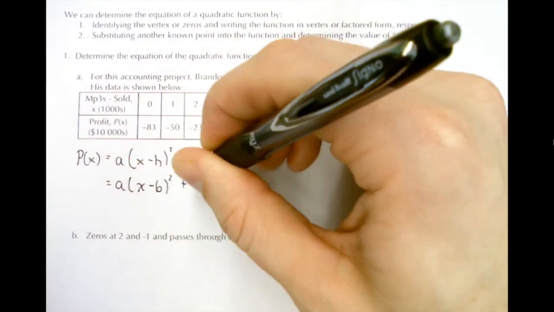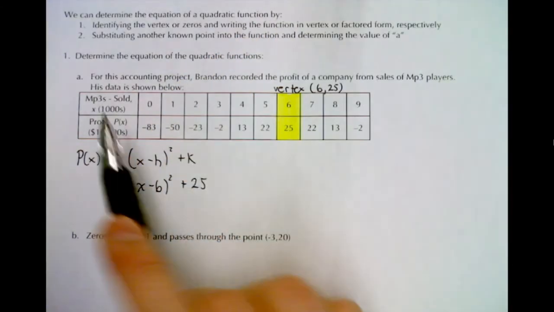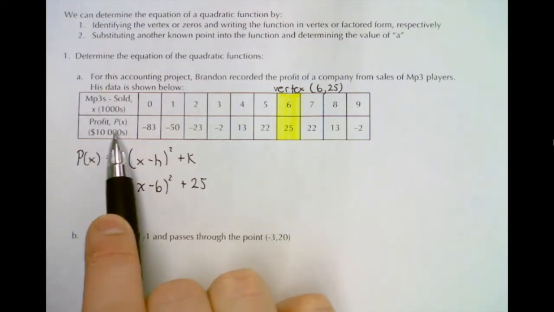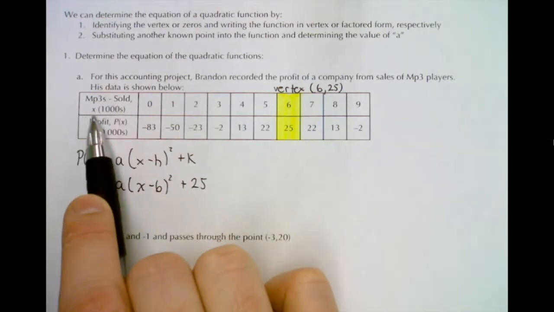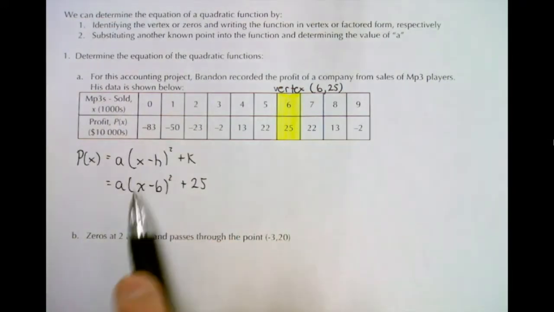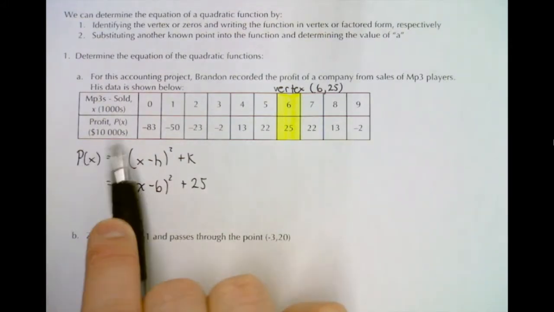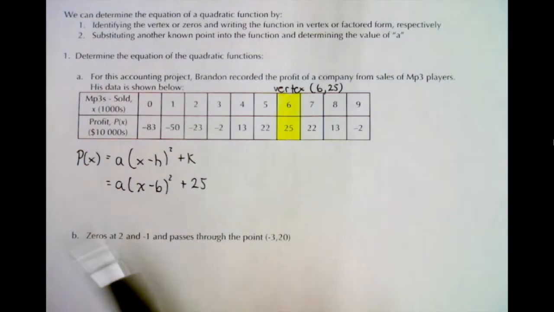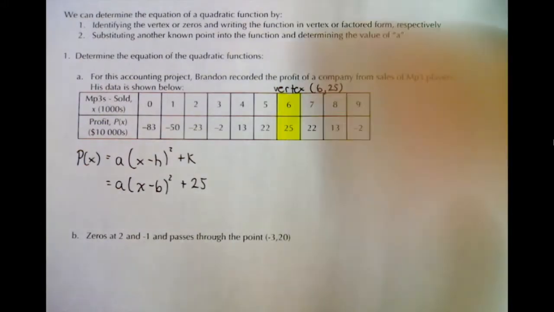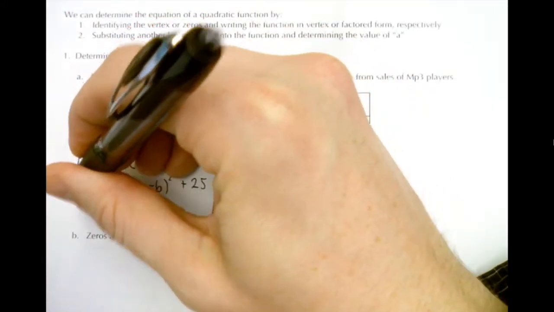Now we don't have to use 6,000 and 250,000 because the variable takes care of that. X is in thousands, so we don't have to write 6,000. 6 means 6,000. And profit is in tens of thousands, so 25 means 250,000. So we don't have to worry about the extra zeros. And that's what P of X equals.